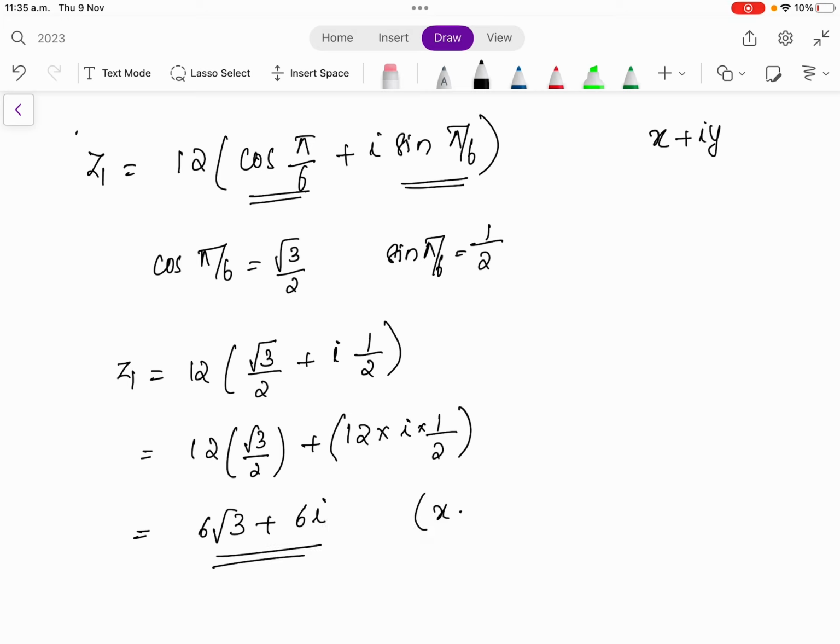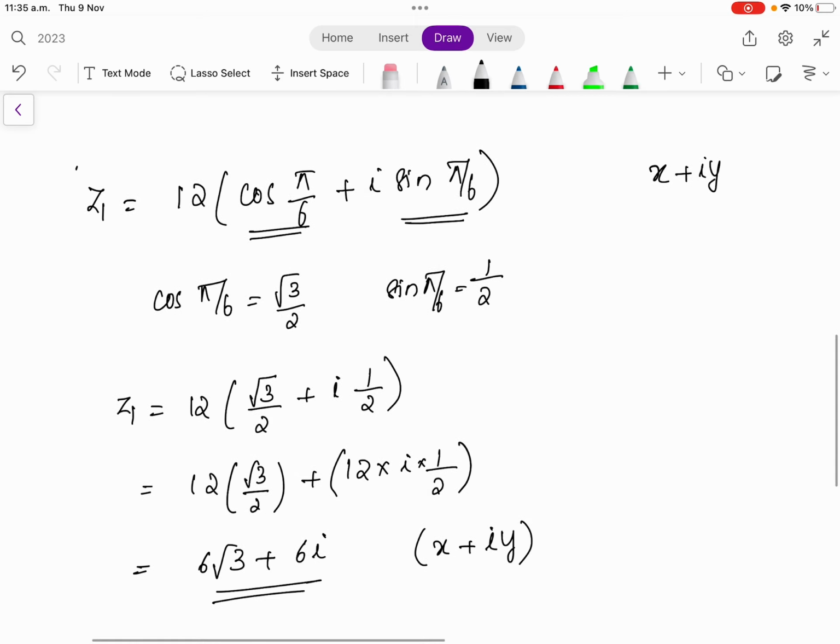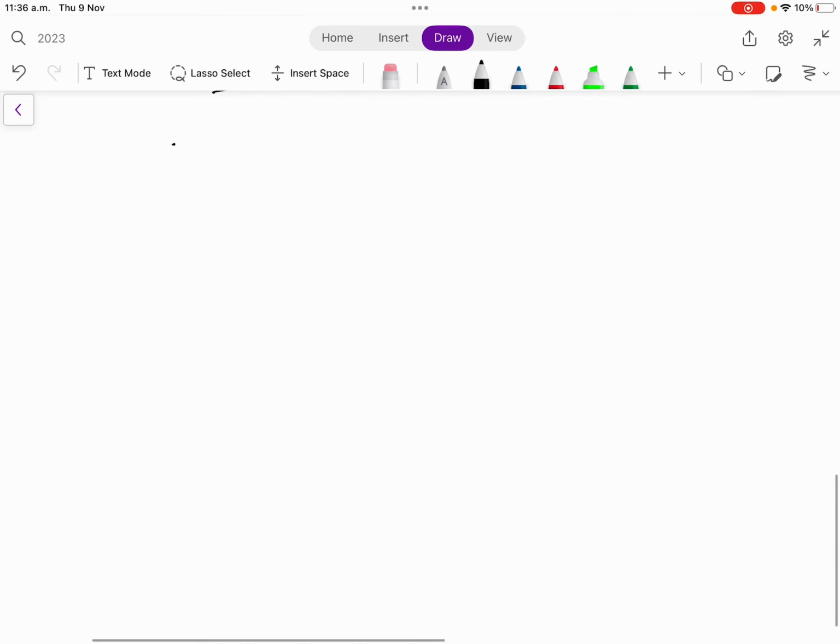So this is of the form x plus iy, and you can write it in whichever form you need. So we have written it as a complex number in the Cartesian form. This is polar form to Cartesian form: you have the polar form and you are converting it into the Cartesian form. Now we are moving to Cartesian to polar form.